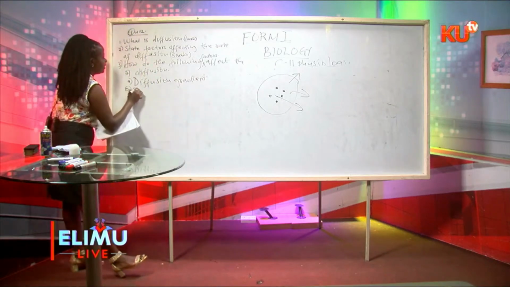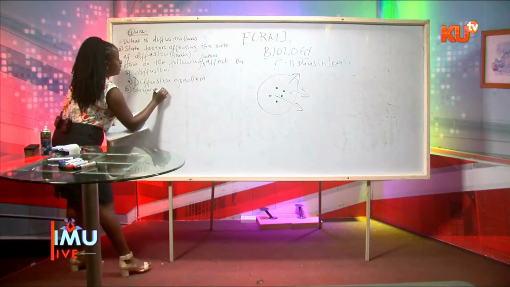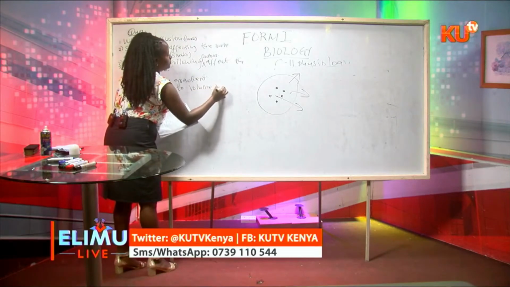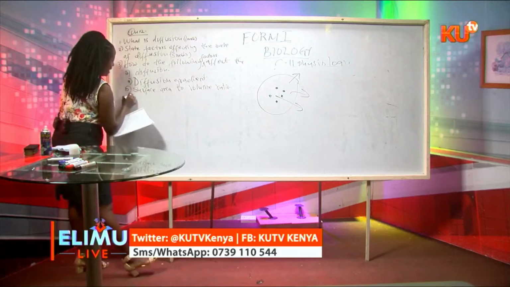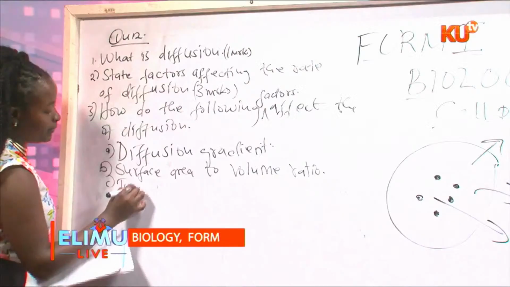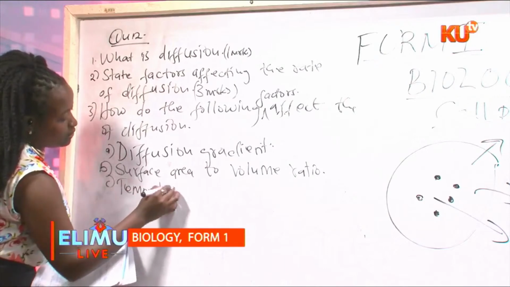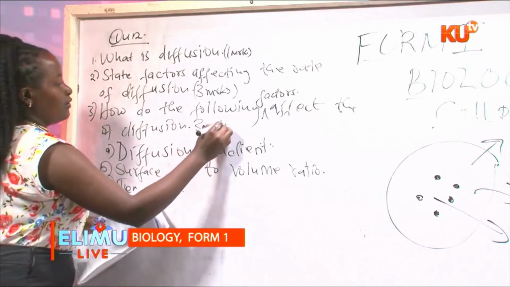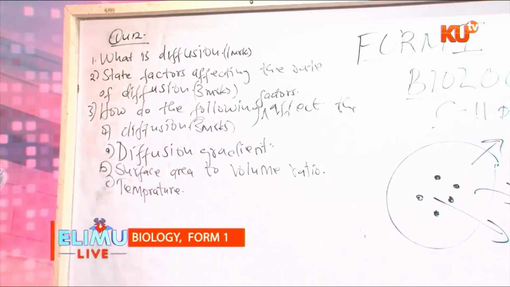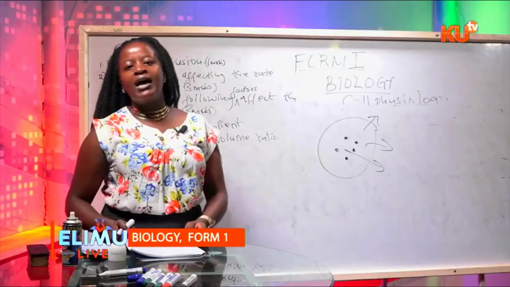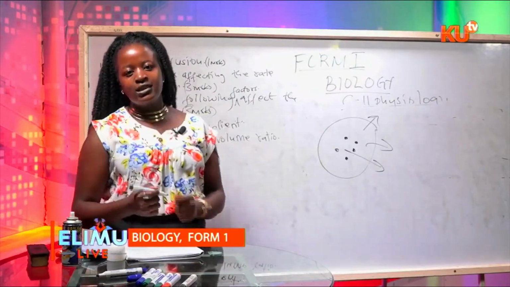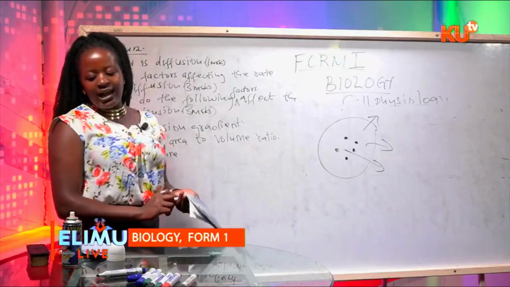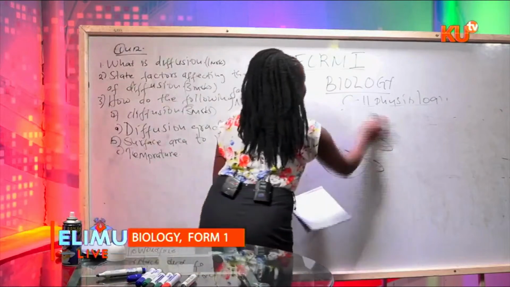Then number B, we have surface area to volume ratio. Then we have temperature. So for each of these factors, give both sides of the factor. Then these questions can also be asked in the form of illustrations. You can be given drawn illustrations. We can answer these together.